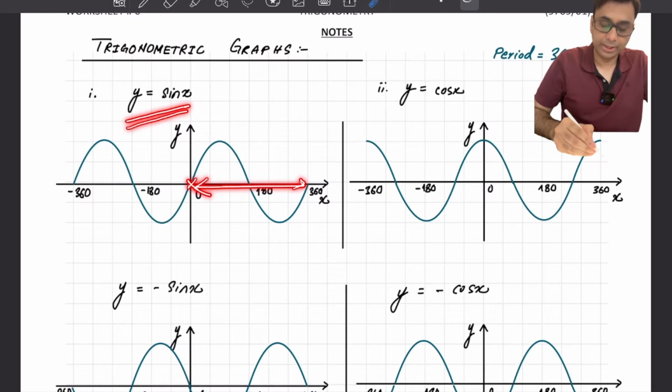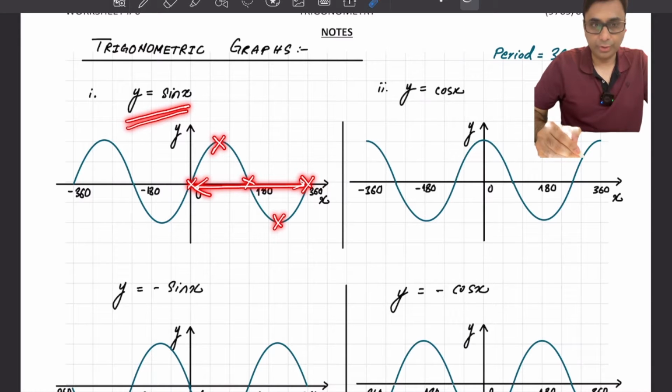Even if in an exam you are forgetting how the graph looks like, you can take values at regular intervals of 90 degrees and put them in the calculator. So you will see that sine of 0 is 0, sine of 90 is 1, sine of 180 is again 0, sine of 270 is -1, and sine of 360 is again 0. So that way you can recall how the graph of sine x looks like.